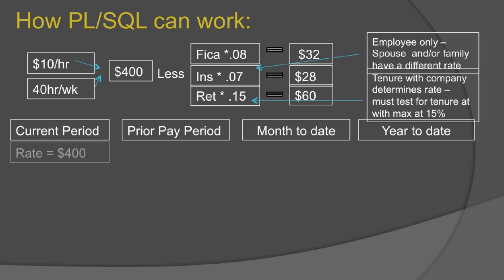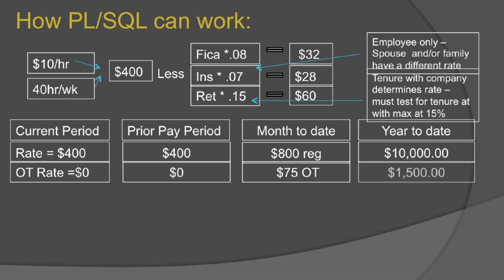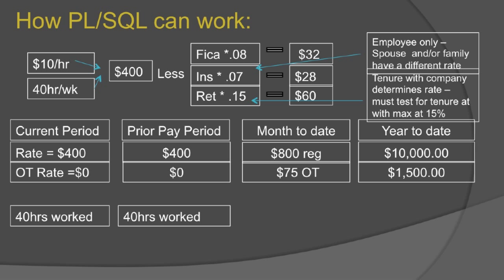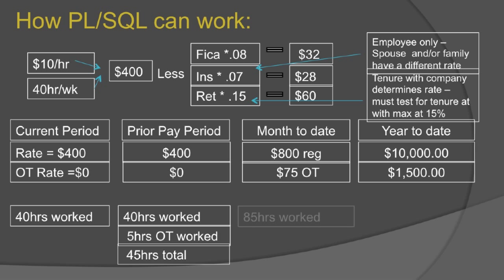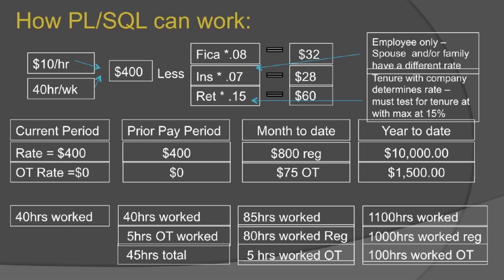And as you go with the progression, you can see how you have $400, you have prior period, you have month to date, and then you have year to date. Now, that's just on the dollars. You also have to capture the hours. Now, he worked 40 hours. You have prior period. You have overtime issues that you have to contend with. You have month-to-date issues you have to contend with. You have year-to-date items to contend with. Now, at this point, just stop and think of where we're at.